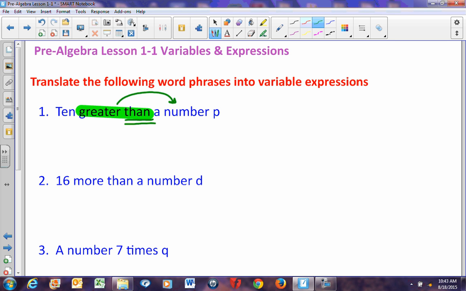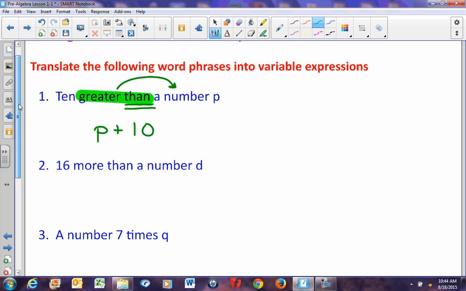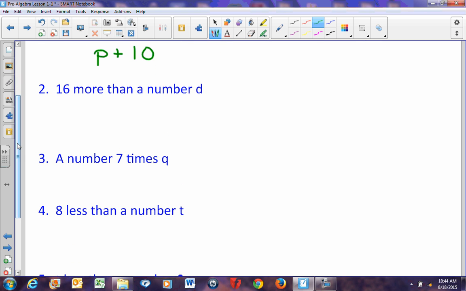So if I have 10 greater than a number p, that means p comes first, and then I'm going to add 10 to it. Not super hugely important with addition, but incredibly important with subtraction. 16 more than a number d. More than, again, implies addition, and it means whatever came after it comes first. I'm going to have d plus 16.